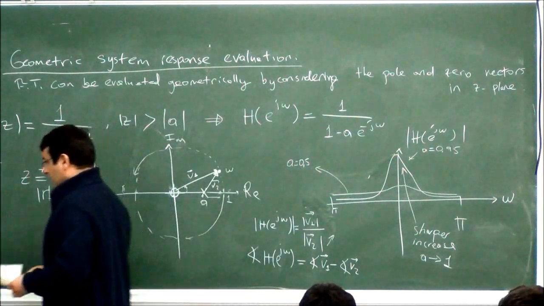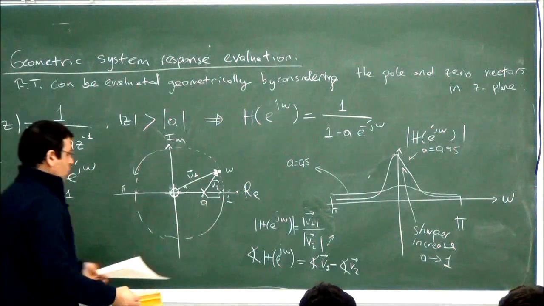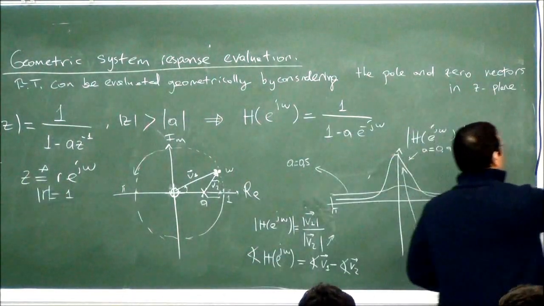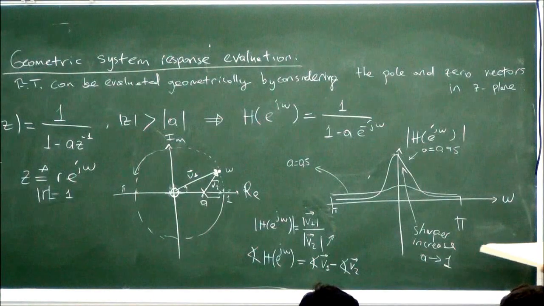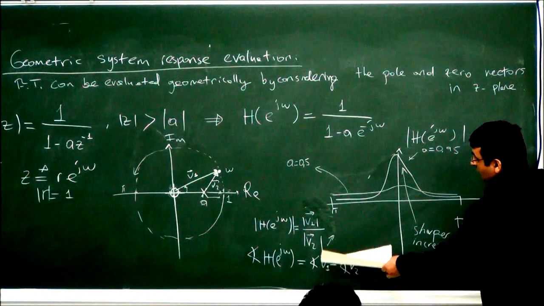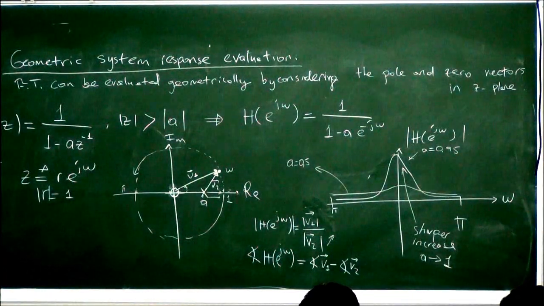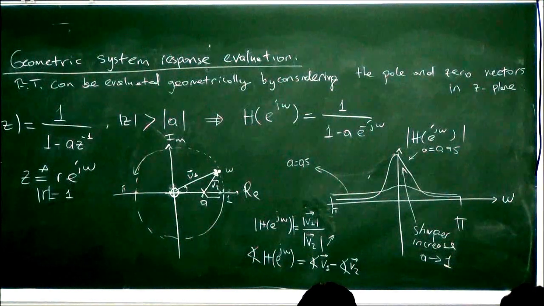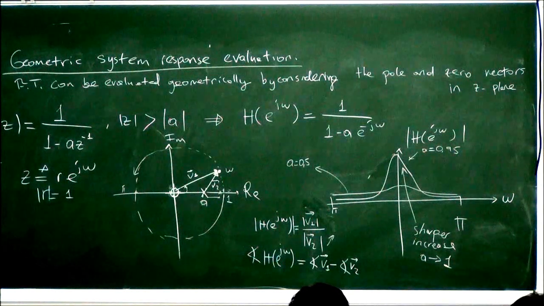What about the phase response? This is the expression. You are subtracting the angle of V1, which is the zero vector, from the angle of the pole vector, V2, in this case.